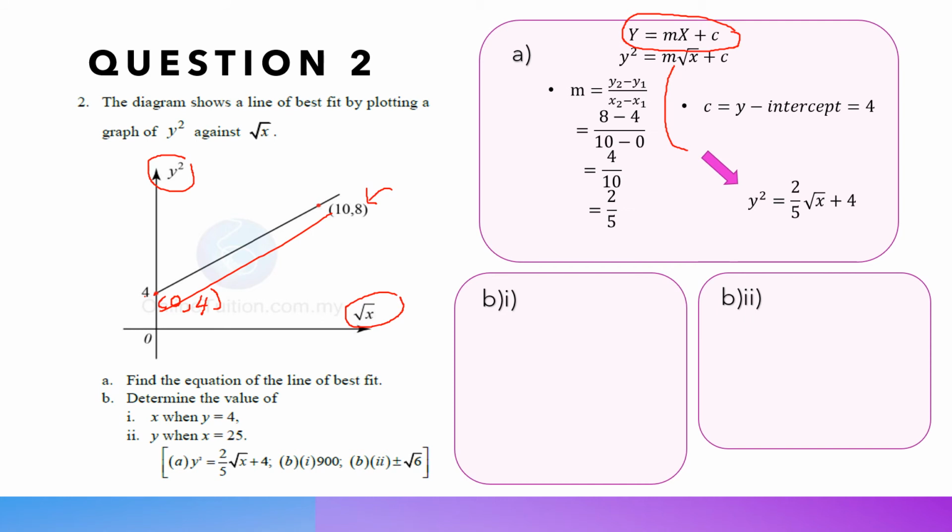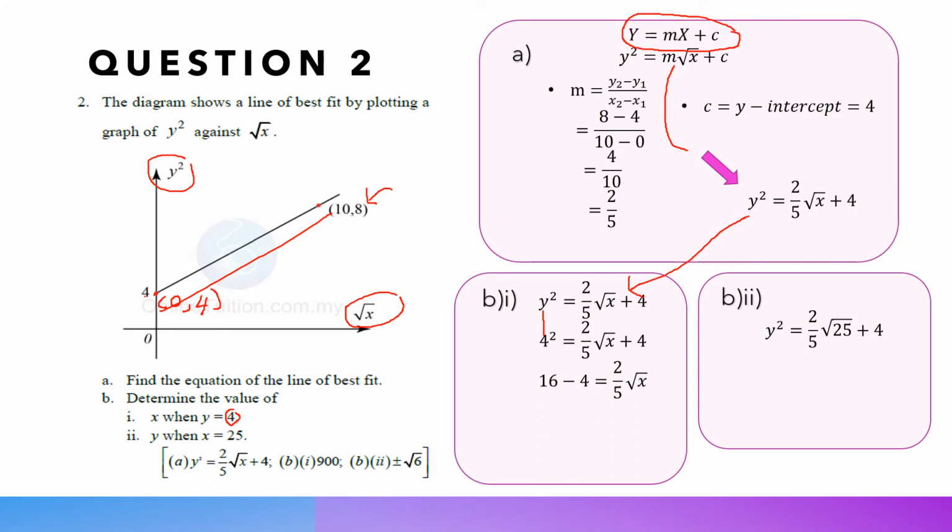Okay. Now, B1. Determine the value of x when y equals 4. When y equals 4, it means you just use this equation that you got just now. Just use this. Okay, and you substitute the value of y, you can find x. Y is 4. Then your m just now is 2 over 5. Your x you don't know, plus 4.